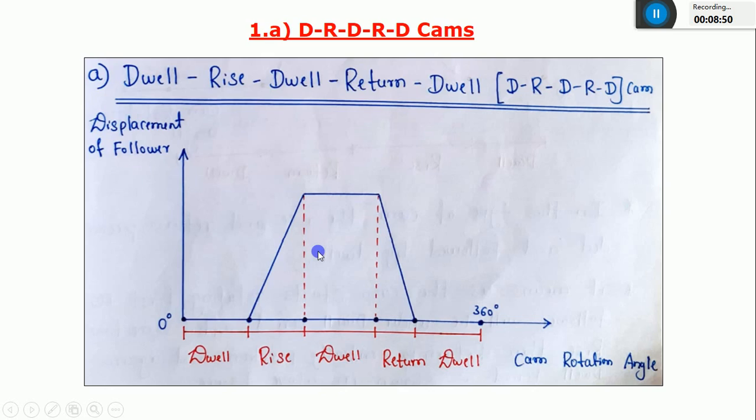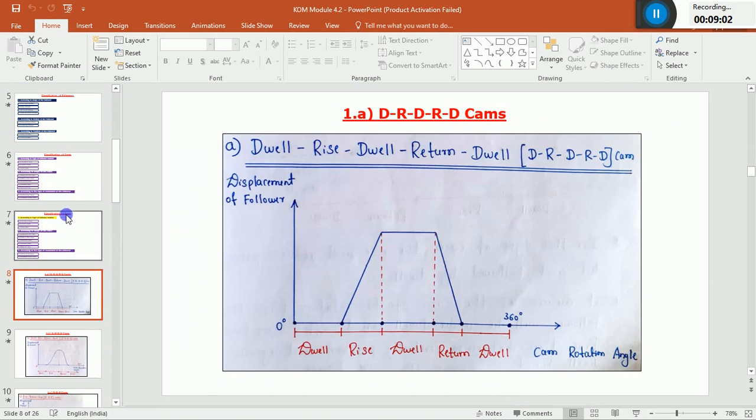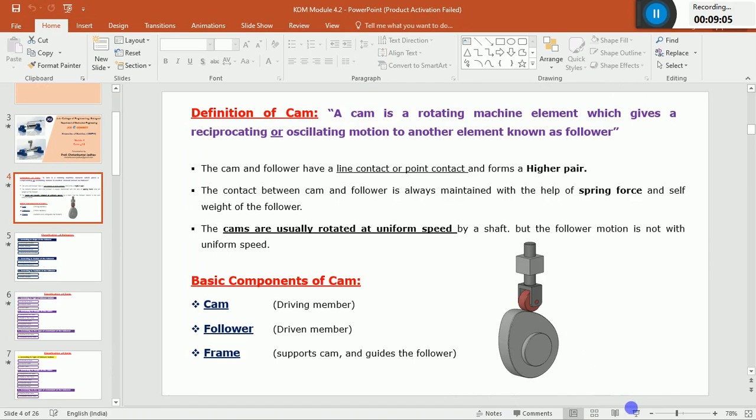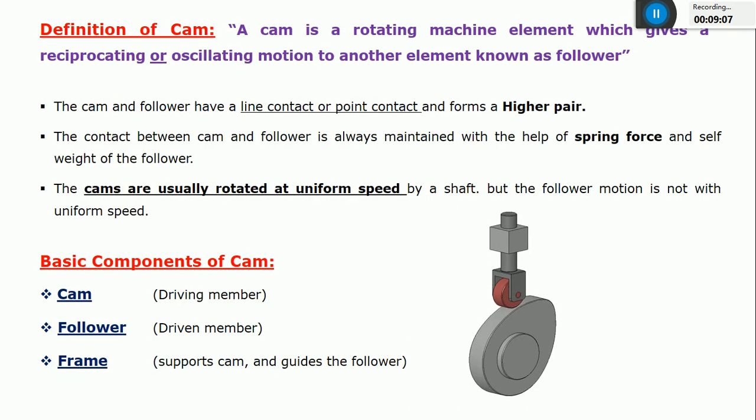One more thing: what are the different types of motions of the follower? There are three basic types of follower movement. The first one is the rise. Again, I'll go to the same animation so that I can correlate the graph for your convenience. Whenever the follower is moving in an upward direction, I can call it a rise. It means the follower is moving upward, moving away from the cam. It is called a rise.